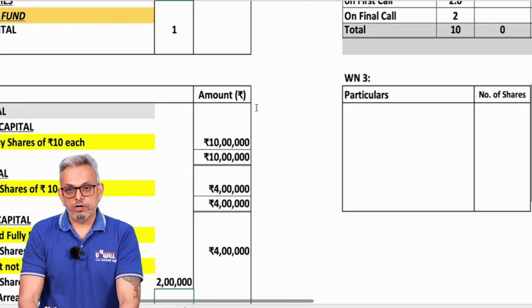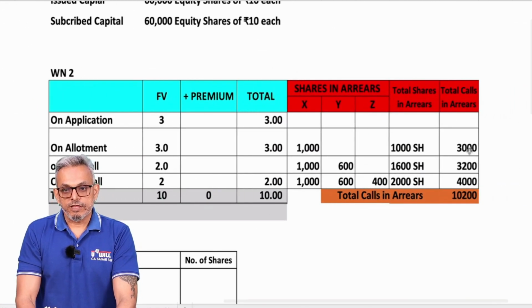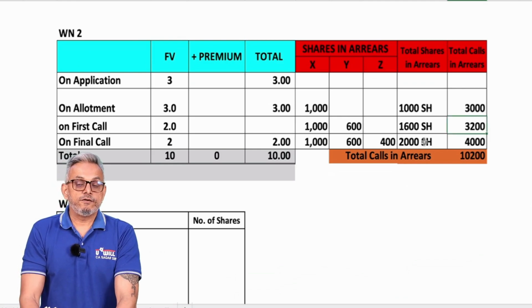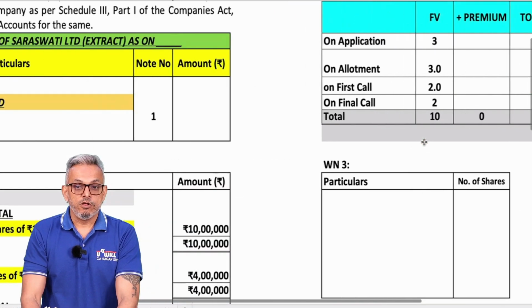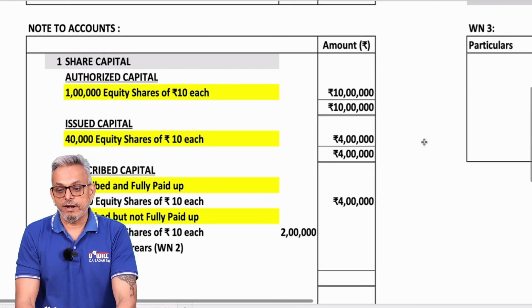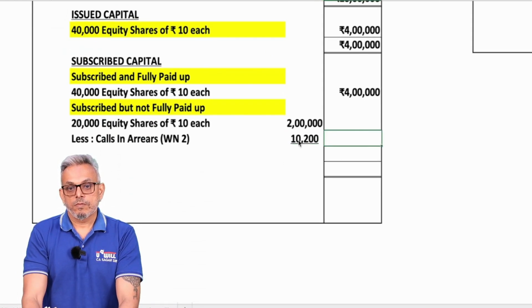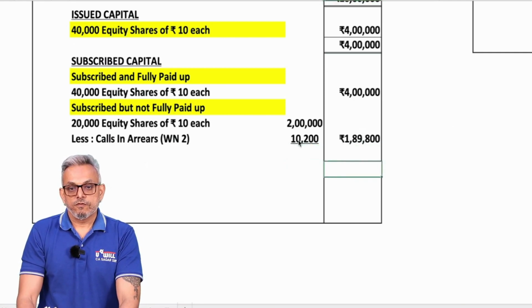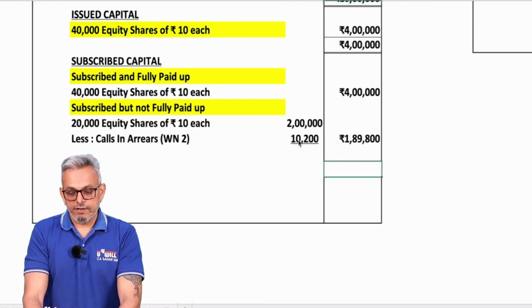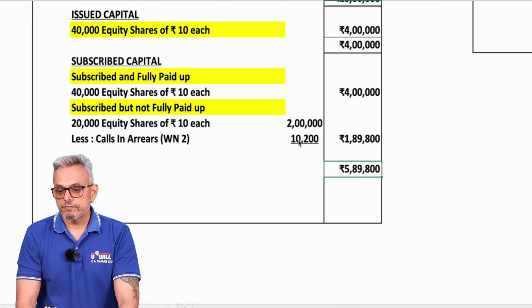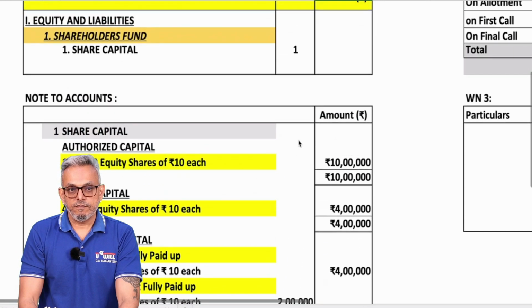Working note number 2. Now we go to working note number 2 once again. Over here, for 1,000 shares we did not receive an allotment, 3,000. For 1,600 shares we did not receive first call, and for 2,000 shares we did not receive the final call. So total 10,200. Outer column, 1,89,800. So total subscribed capital is 5,89,800. Now we need to write the figure over here.